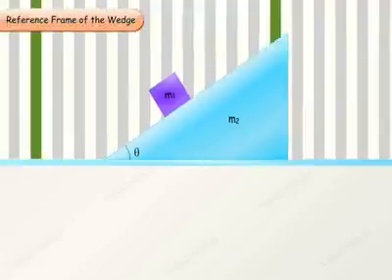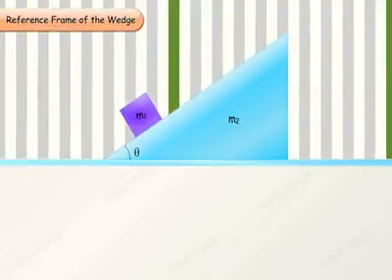But in the reference frame of the wedge, M1 is still sliding down its inclined plane. Since the situation is simpler in the reference frame of the wedge, let us solve the problem from the reference frame of the wedge. Let us say that M2 has acceleration a2 towards right with respect to ground, and M1 has acceleration a12 with respect to M2.